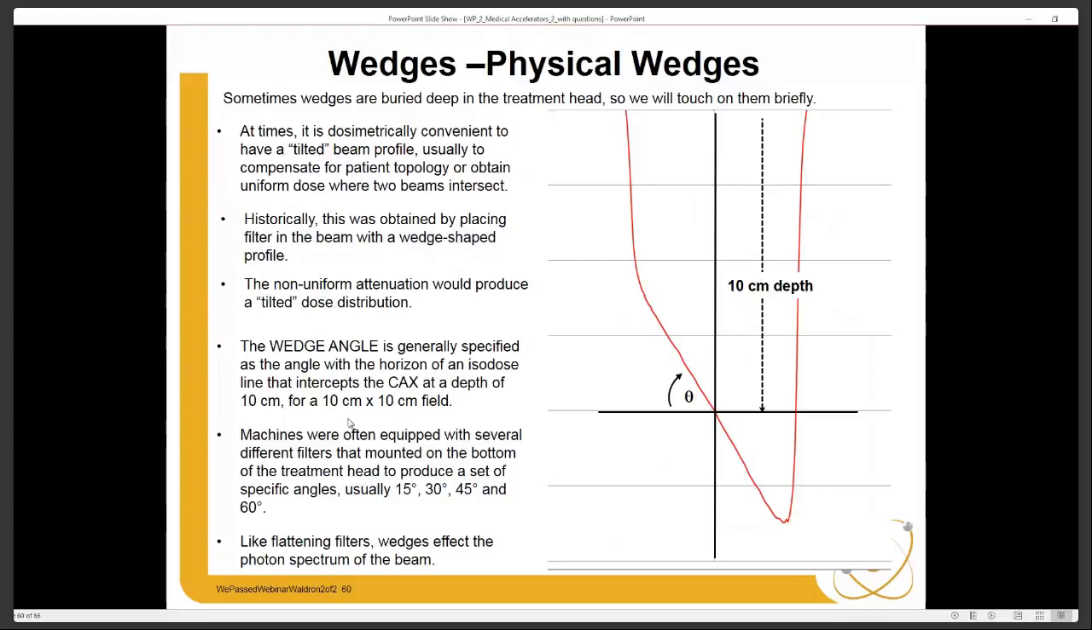It's a good idea to remember that, like flattening filters, wedges affect the photon spectrum. And so if I look at the way the beam profile changes with depth for my wedged beam, even if I'm in the unwedged direction profile, I will see that the behavior as the profile changes with depth is quite different than for the unwedged beam, and this is because the presence of the filter alters the photon spectrum.